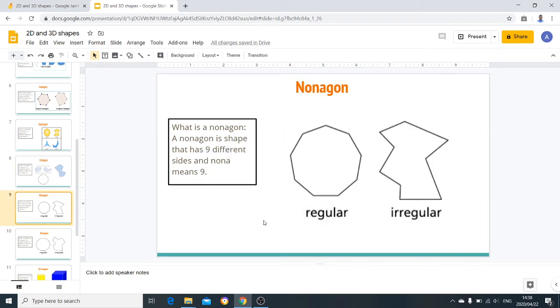Nonagon. What is a nonagon? A nonagon is a shape that has 9 different sides, and nona means 9. This is a regular nonagon and this is an irregular nonagon.